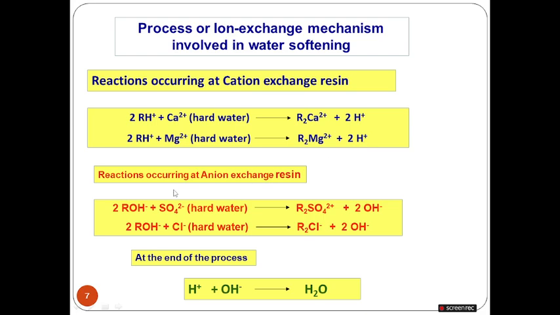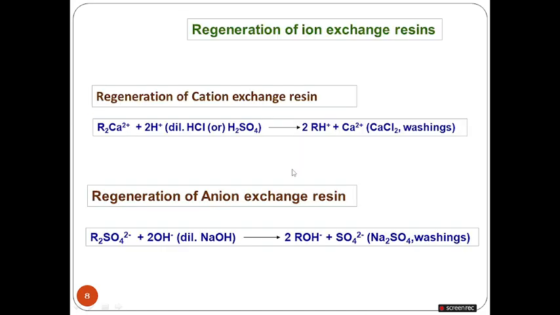Now, similarly, when the water is fed into the anion exchange resin column, the anion exchange resin exchanges the hydroxyl ions with the anions of the hard water. As a result, all the anions are retained with the anion exchange resin. Now, the resultant water consists of only hydroxyl ions. As a result, finally, we are getting water molecules. It is free from all the cations and anions. Again, we go for the regeneration of ion exchange resins.